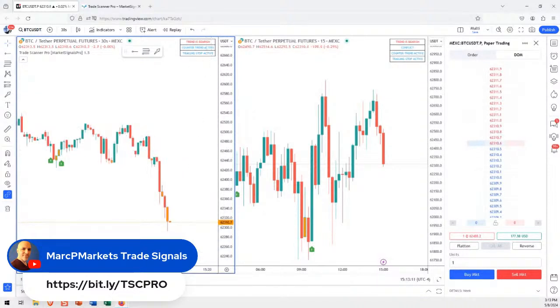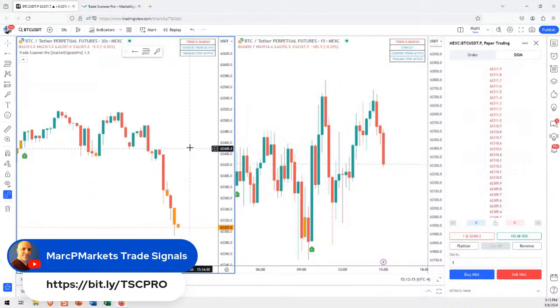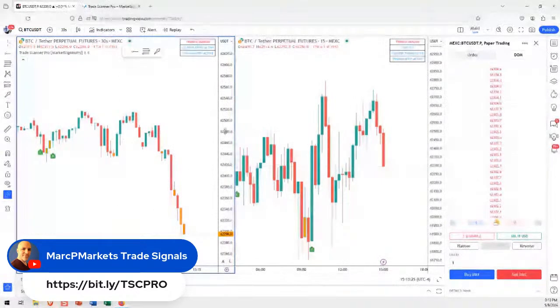Is that an orange candle? Yeah. All right, so here's my plan. If I see a solid green candle, I'm getting out. I'm up 181. This is on paper, by the way, just so there's no confusion.